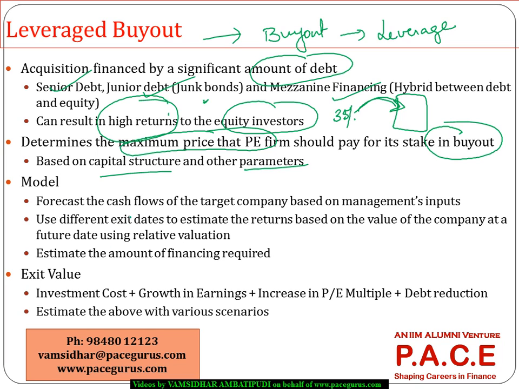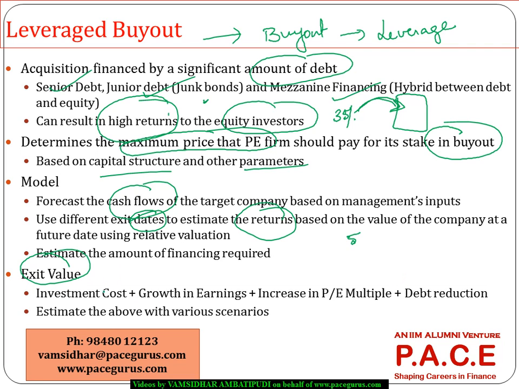And here, some of the ways that are typically used are forecasting the cash flows of the target company, and the PE firm will typically try estimating the exit value as well as the exit date. If I exit after five years out of this investment, how many times my initial investment should I be getting? So it will use different exit dates as well as exit multiples to estimate how much returns are going to come when it exits the investment at different points in time. Based on that, it tries to identify how much financing it requires to invest in that particular firm. So various financial models will be made based on this scenario.